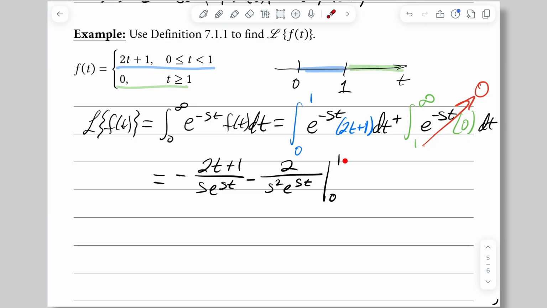Evaluating these at the upper limit of 1 and the lower limit of 0, and then subtracting and simplifying, is going to give us 2 over s squared times the quantity 1 minus e to the negative s, plus 1 over s times the quantity 1 minus 3e to the negative s. You'll notice I grouped them according to the power of s. We could have, if we wanted to, grouped them according to the exponential term and the non-exponential term. This is just one option.